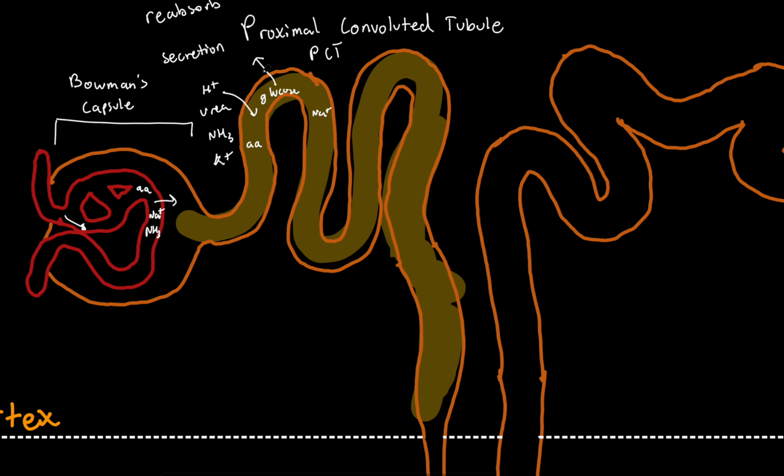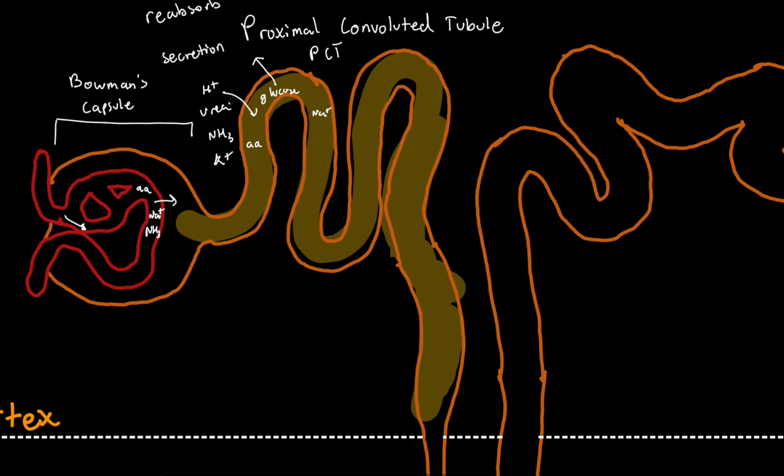Like, you don't need expired food. You're not going to take that to your new house. Those are waste products. So that's pretty much what's happening over here. We're taking our good stuff back from the nephron into the bloodstream, and we're secreting the waste products from the bloodstream into the nephron. So that is our proximal tubule right there, the proximal convoluted tubule.